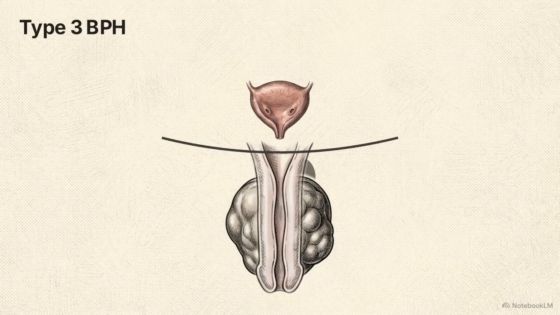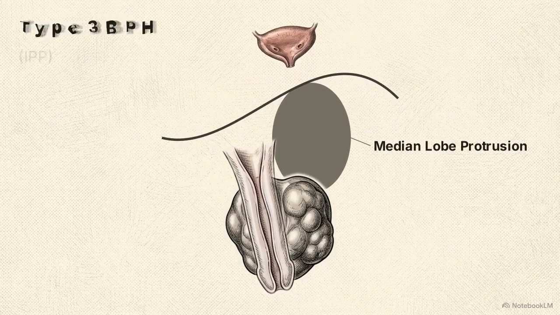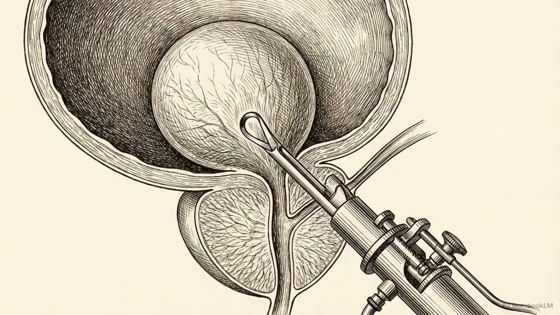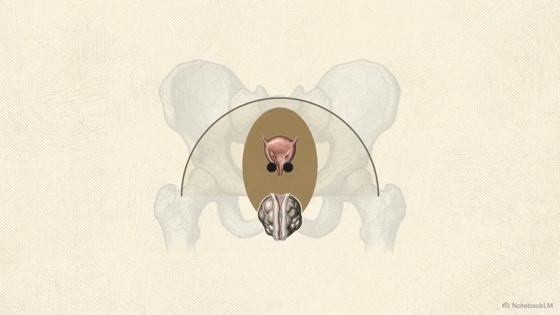In type 3 BPH, the hypertrophy forces a large median lobe to protrude superiorly, pushing directly into the bladder space. This creates a severe operational hazard. As the median lobe herniates upward, it displaces the bladder trigone, putting the ureteral orifices in the path of lasers or scalpels during transurethral interventions.